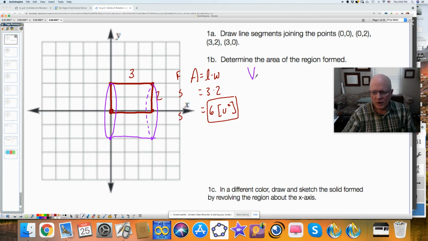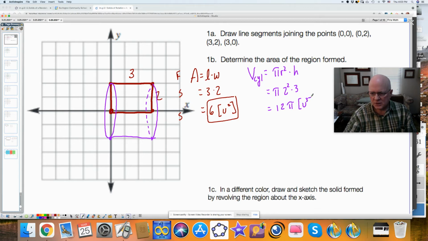The volume of a cylinder is equal to the area of the base, which is pi r squared, a circle, times the height. And when we substitute the values, we have pi times 2 squared times 3. This is 4 times 3 is 12. So my answer is 12 pi, and this would be units cubed.